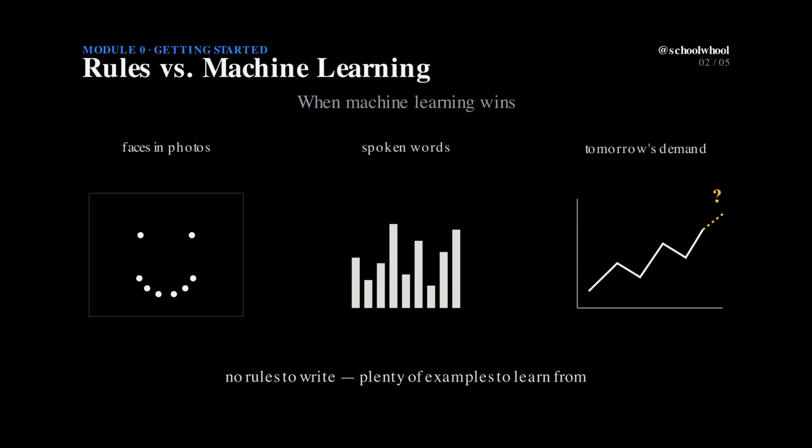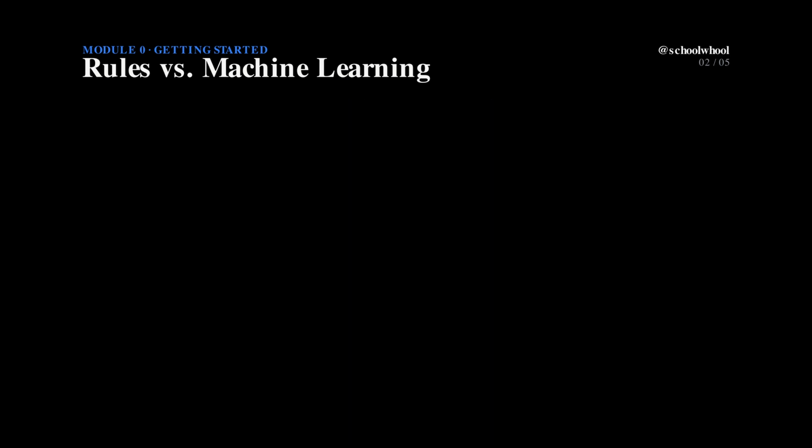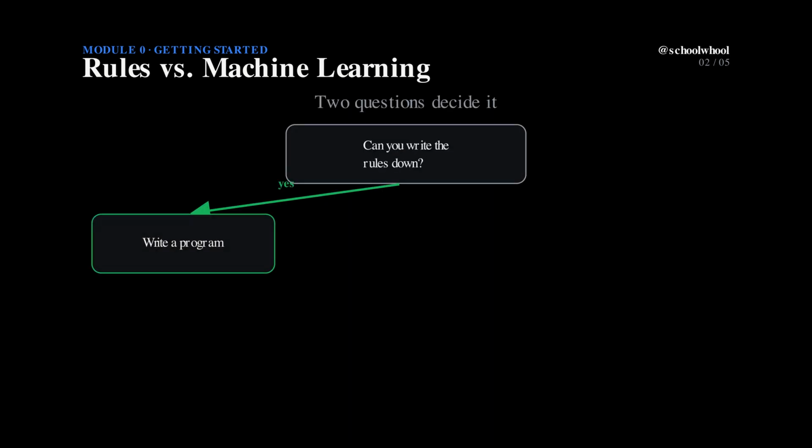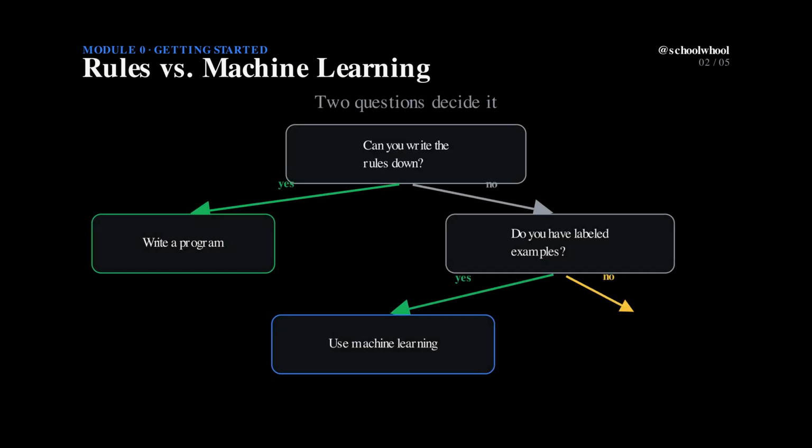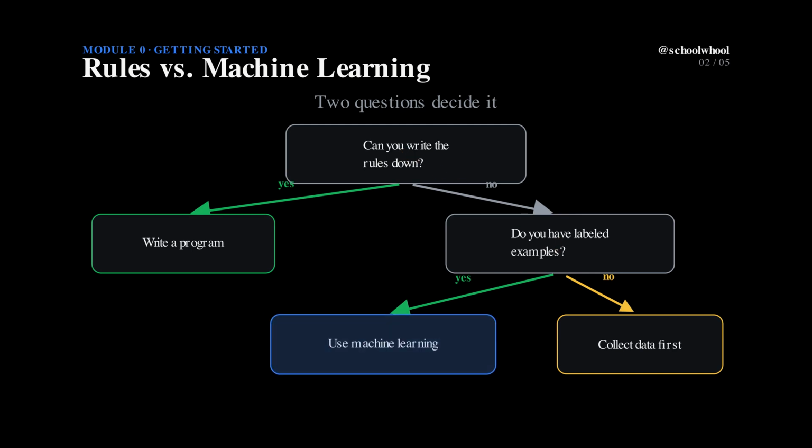So here is the whole decision in two questions. First, can you write the rules down completely? If yes, just program them. If not, ask the second question. Do you have plenty of examples with correct answers? If yes, machine learning can discover the rules for you. And if you have neither, collect data first.